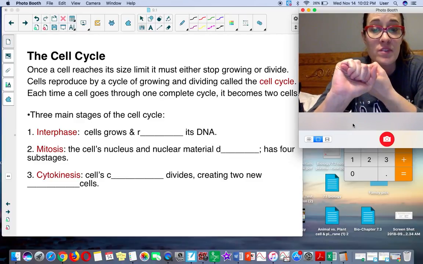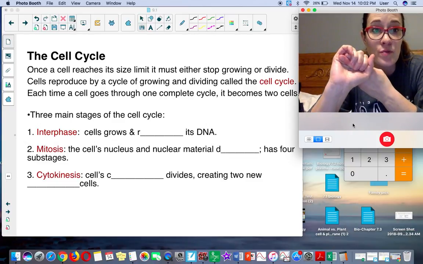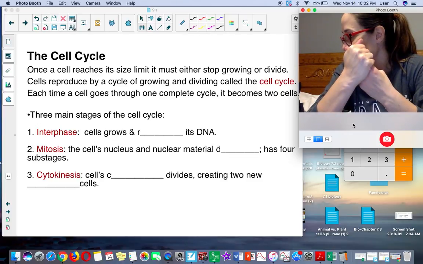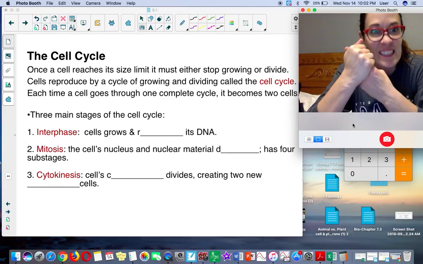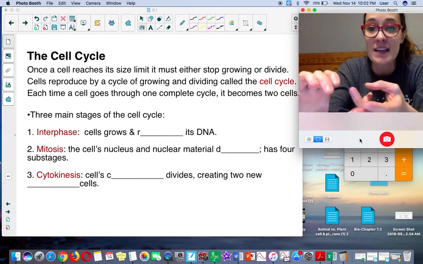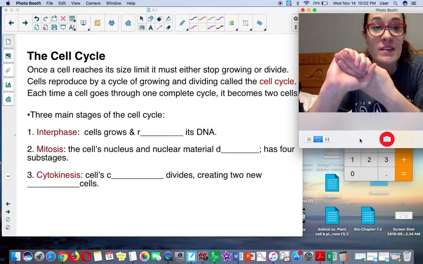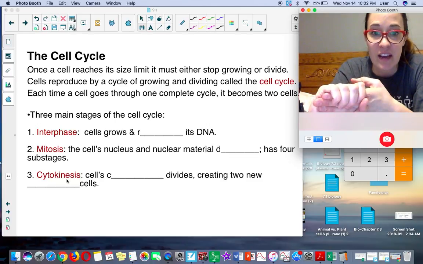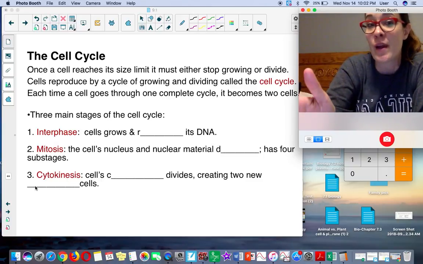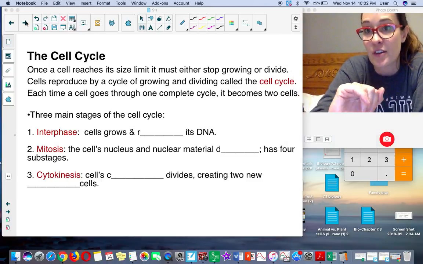First, interphase. This is when the cell grows and replicates its DNA. The second main stage is called mitosis. This is when the nucleus and the nuclear material within the nucleus, the DNA, divides. Divides is the word. And there's 4 substages. And lastly, cytokinesis. This is when the cytoplasm specifically divides, eventually creating the end product, the 2 new, and write down daughter cells. Daughter.